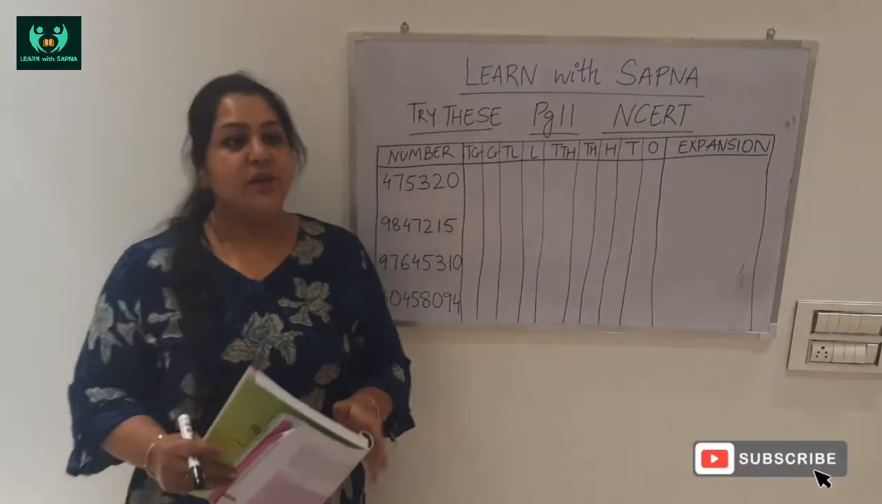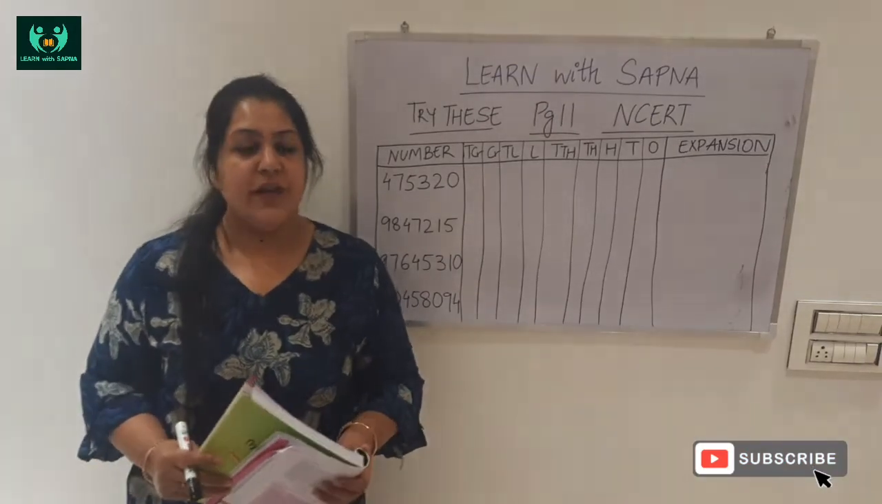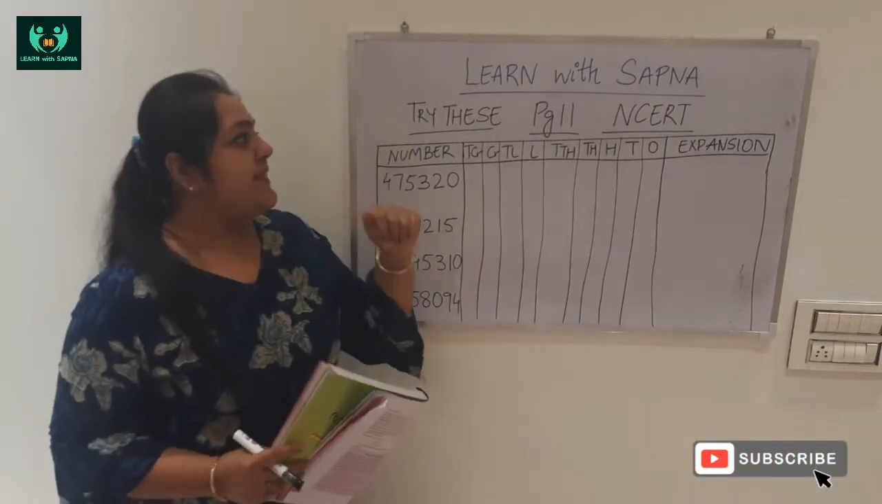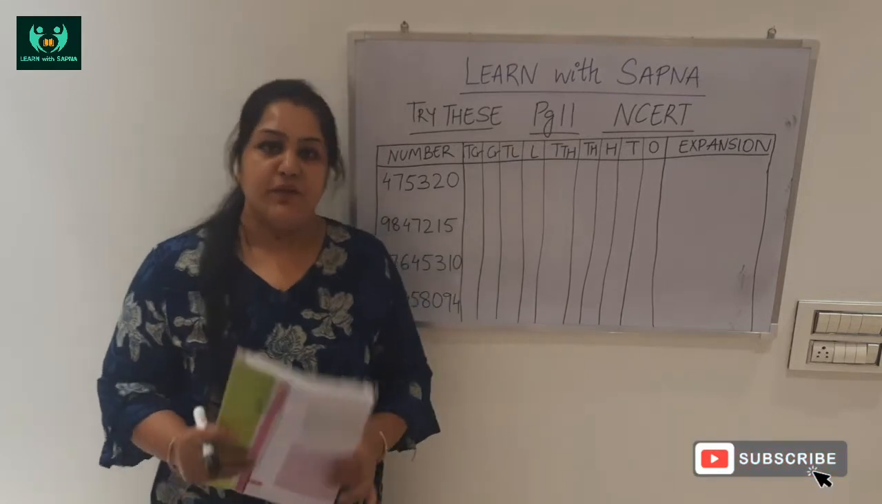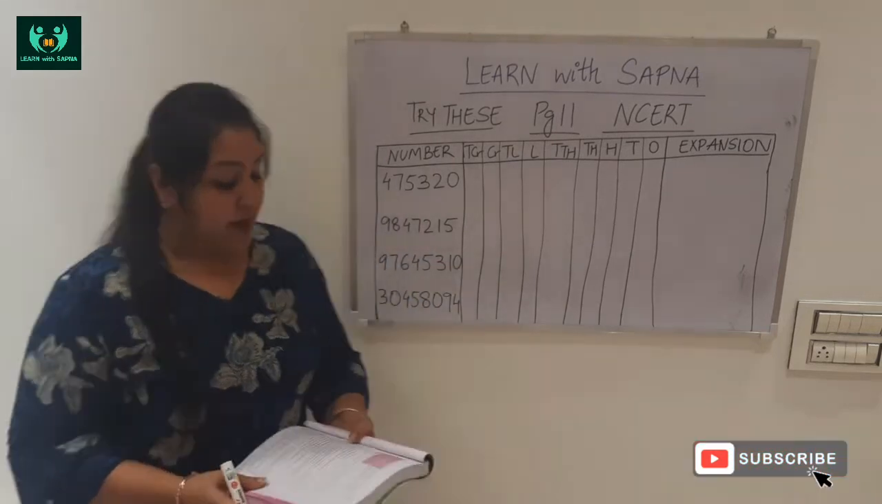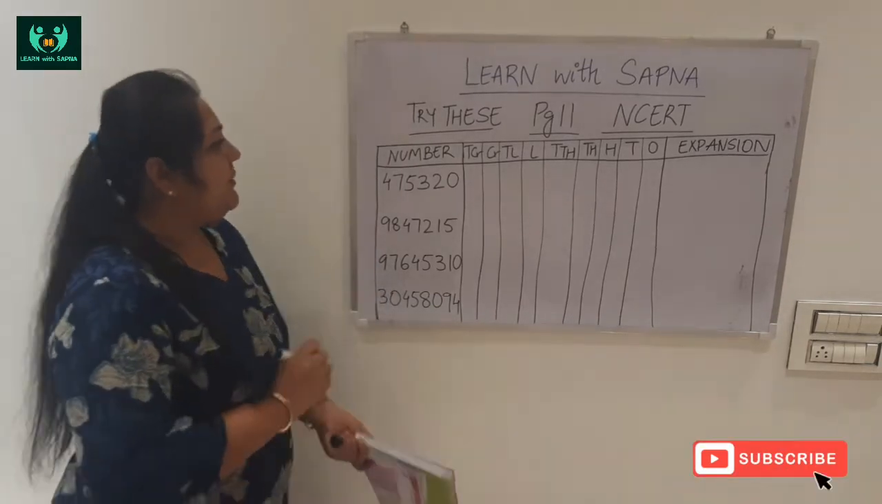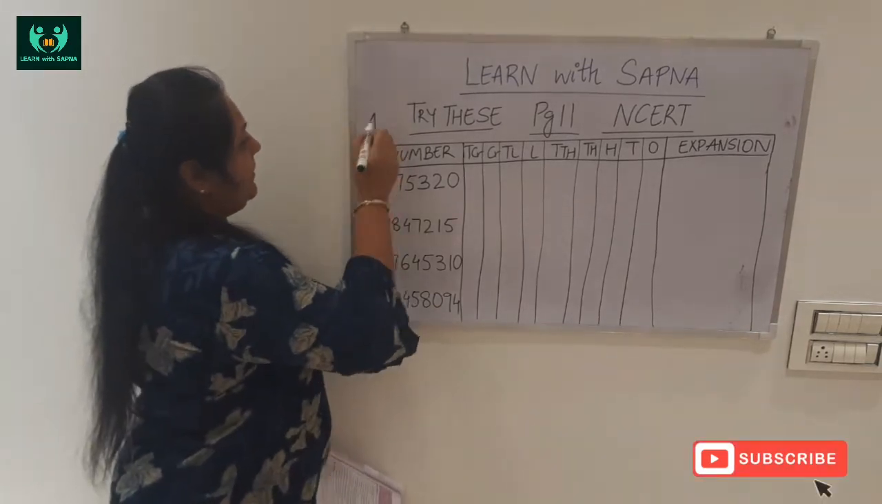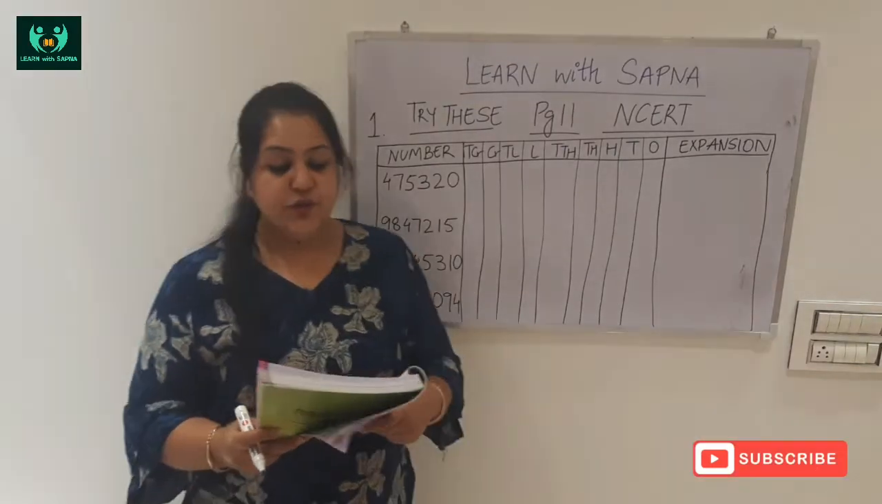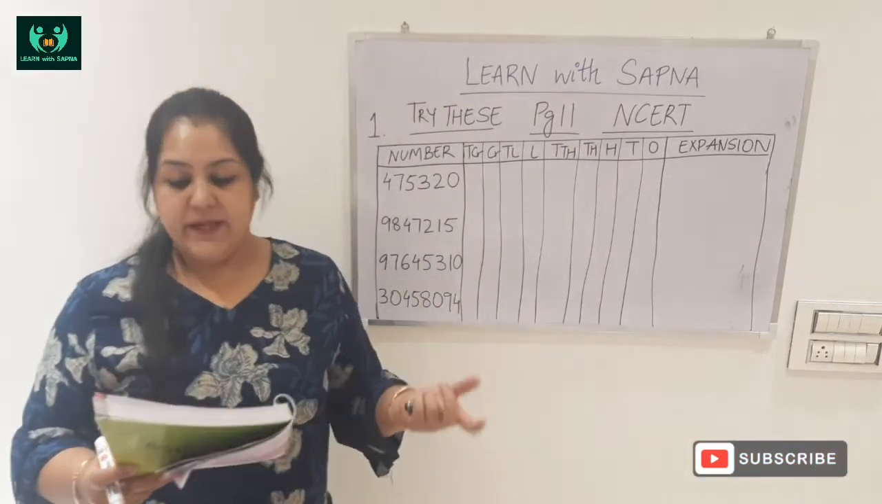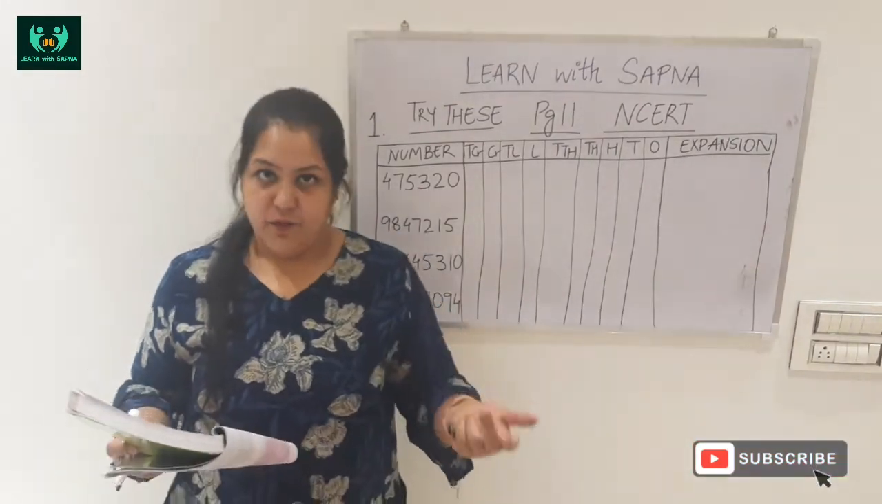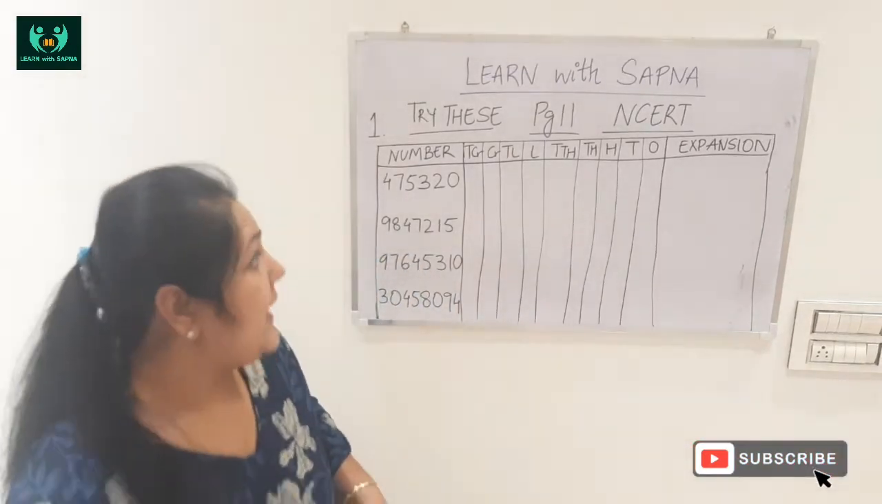In today's video, this is part 3 of our video channel and we'll try these exercises on page number 11 of the NCERT book. Now in this first question, question number 1, it says that we have to read these numbers, write them using a placement box and write their expanded form, right? So let's do that.